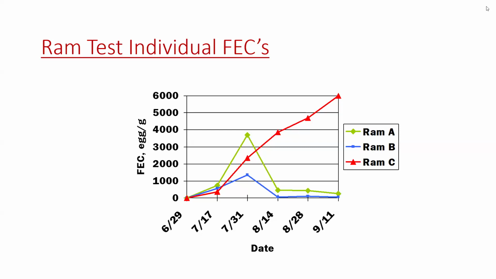The ram in red, Ram C, that dude spiked and he never came back down. His immune system never kicked in. This ram is very susceptible to parasites. He just kept climbing. He's eventually going to need to be dewormed, and he offers you nothing in the realm of parasite resistance whatsoever.